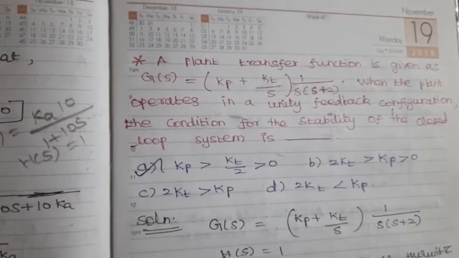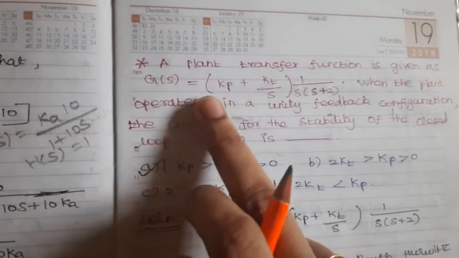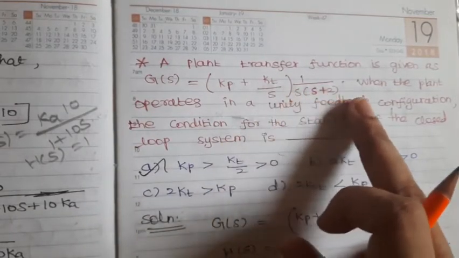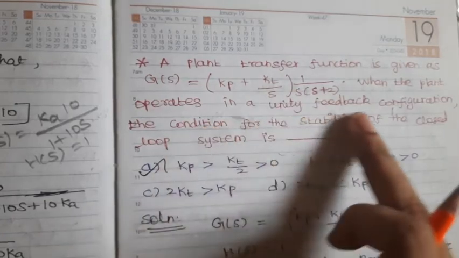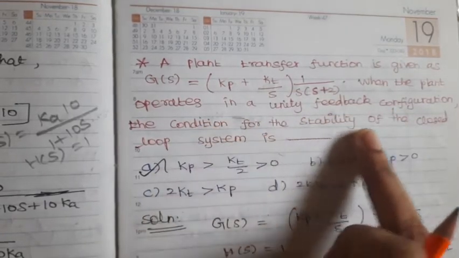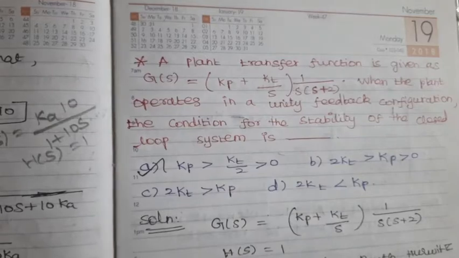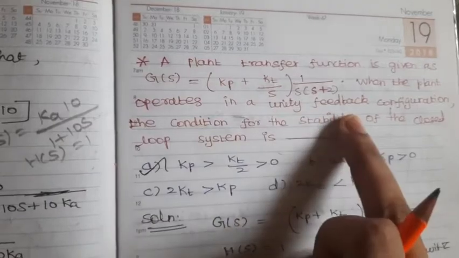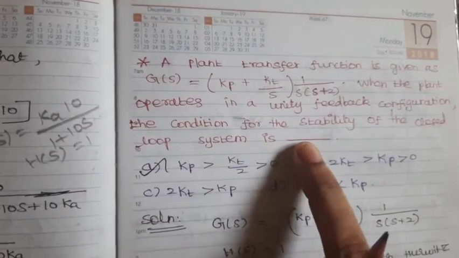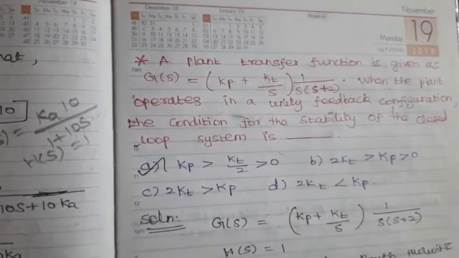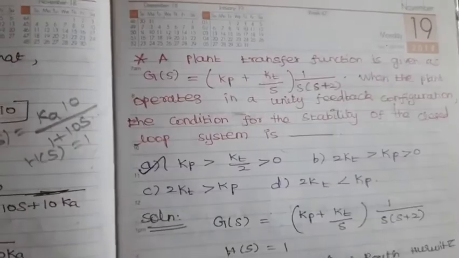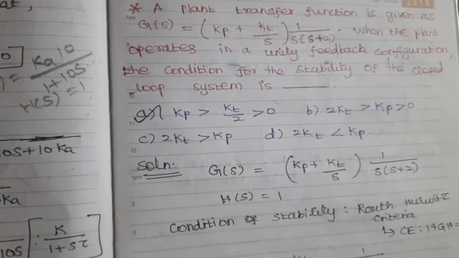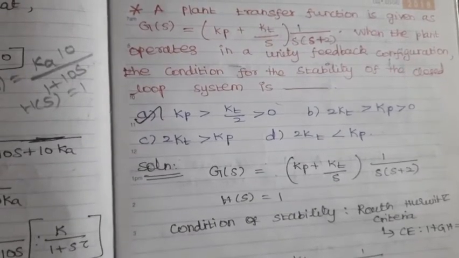Then, a plant transfer function is given as g of s is equal to kp plus kt by s, into 1 by s into s plus 2. When the plant operates in a unity feedback configuration, the condition for stability of the closed loop system is? So what is given? The transfer function is given. This is the open loop transfer function, and unity feedback is given. So for the condition of stability of the closed loop system, we will be able to solve this only by using the Routh array.